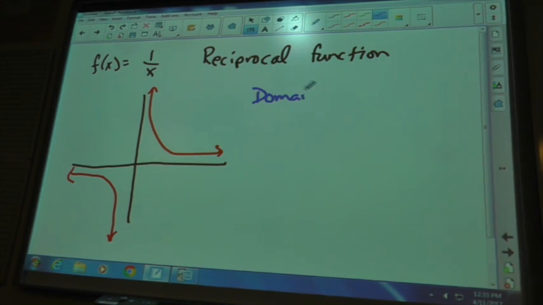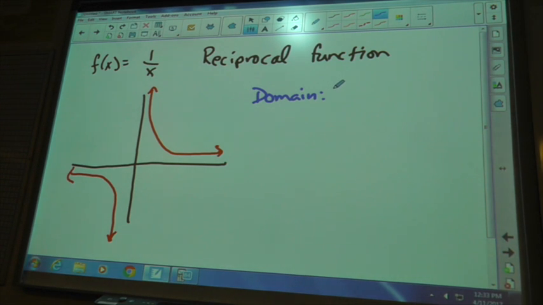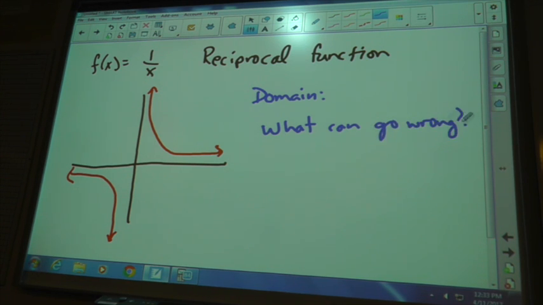The domain, what do you think the domain is going to be? Well, I already kind of did this problem on the last slide. Whenever you do a domain, ask yourself what can go wrong. In this class, there's 3 things that can go wrong. We'll just write this on the side. The first thing is division by 0. The second thing is square root of a negative.